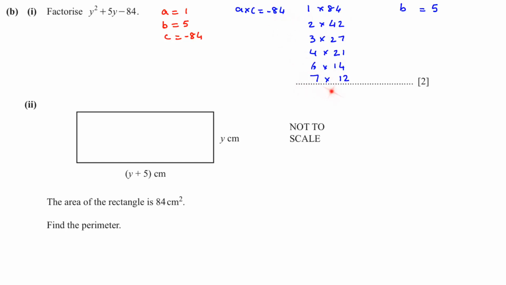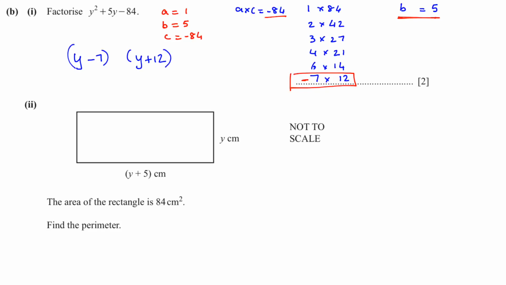These are the factors of 1 multiplied by 84. We didn't put the negative sign. Now we will see which will give us negative 7 and 12, if I use them, I can get B is equal to 5. My 7 is negative and my 12 is positive. And when I multiply them, I will get negative 84. So these are my two factors. I will write it as y minus 7 and y plus 12.